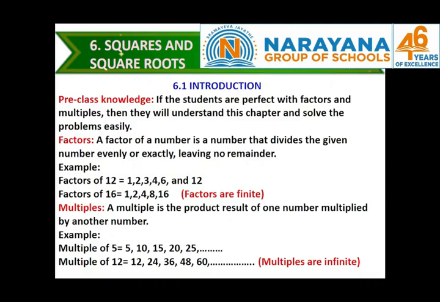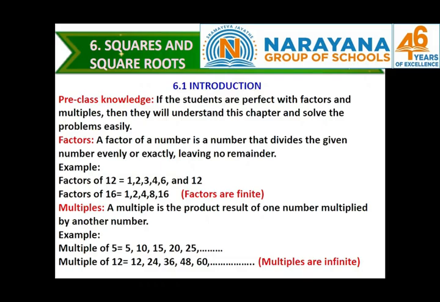Now multiples. A multiple is the product result of one number multiplied by another number. Suppose 5 is a number. If you multiply 5 with 1, we'll get 5. 5 with 2, we'll get 10. 5 with 3, we get 15. 5 with 4, we get 20, 25, 30, and so on. And multiples of 12 are 12, 24, 36, 48, 60, and so on.